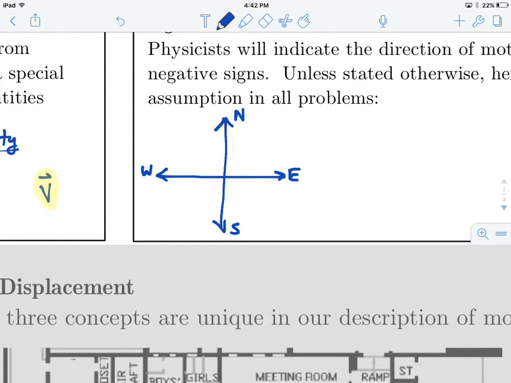And in the Cartesian coordinate system, just pretend that this is a grid and we've got an x and y axis. We know that up is positive and down is negative. And in x and y, towards east would be positive x, and towards west would be negative x. This is a very typical sign convention that we're going to use.